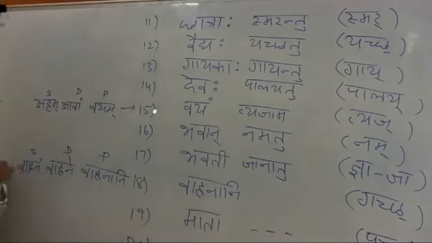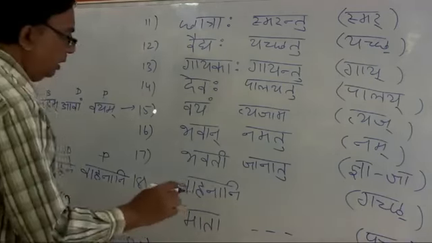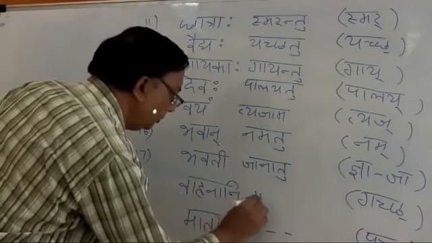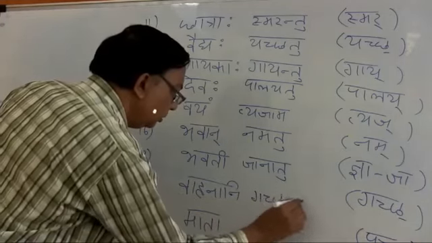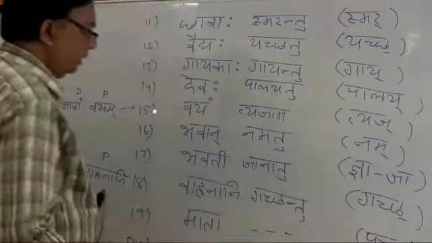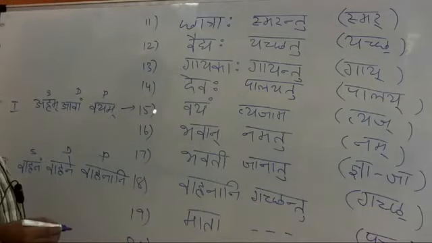Therefore, this is third person. This is first person. Vahanani Gachantu. You derive the verb as Gachantu. Let the vehicles go.